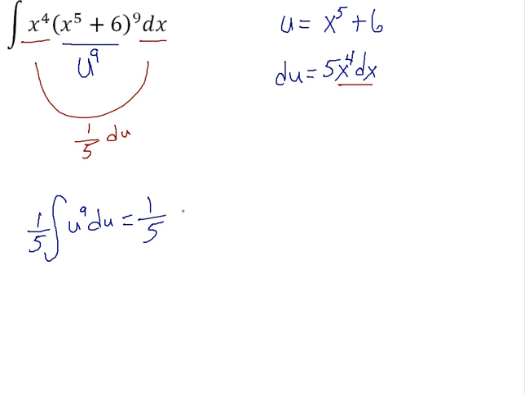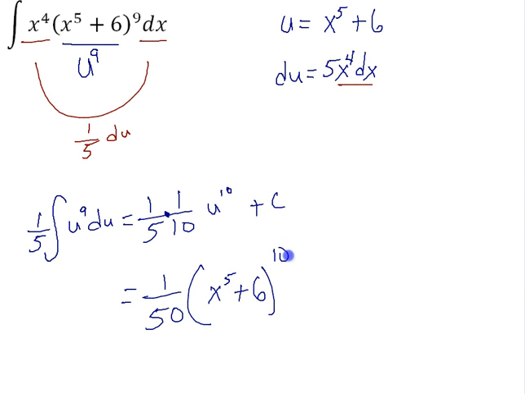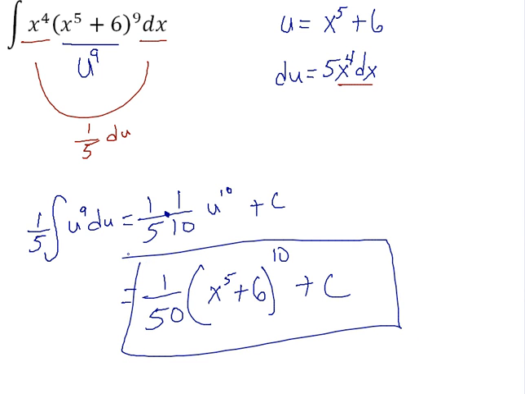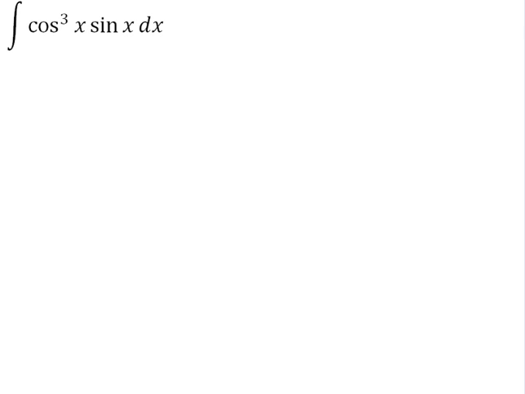Well, u to the ninth just gives us 1/10 that pops out, and we're multiplying by u to the 10th plus c, and we make our substitution again, and we end up getting 1/50th of the quantity x to the 5th plus 6 raised to the 10th plus c. And that is the indefinite integral here. Once again, take the derivative, apply the chain rule, you'll see that it comes out to what we had in our integrand. Now let's look at a trig function here.